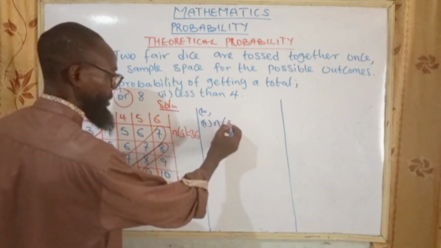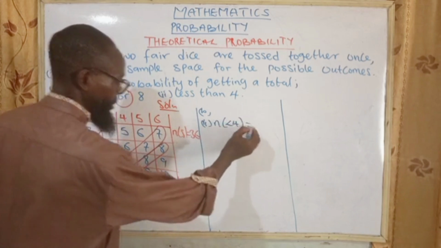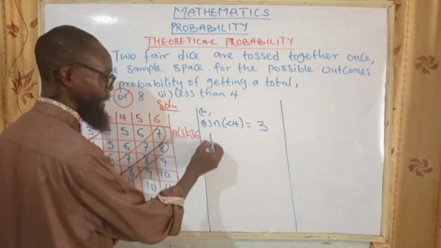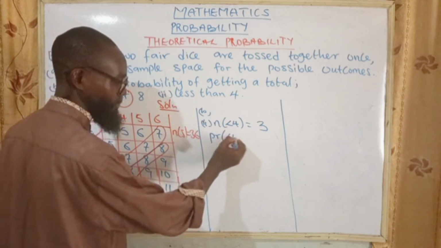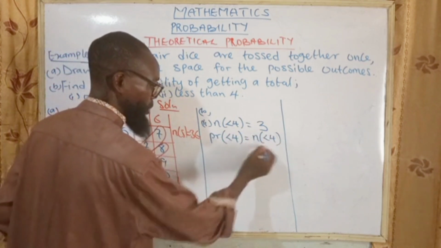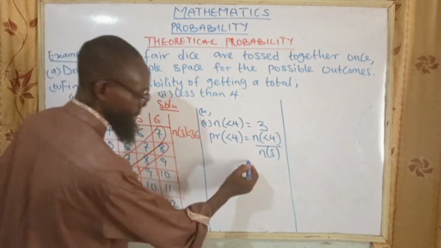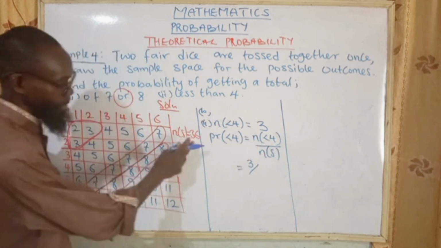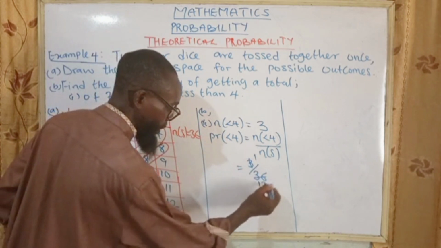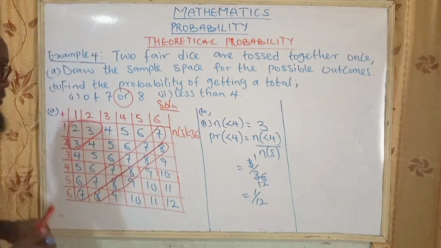Number less than 4. Let's use that symbol, less than 4. We have 1, 2, 3. We have 3. Then the probability of a number less than 4 will be the number of less than 4 over the number of sample space. The number less than 4 is 3, over the number of sample space, which is 36. 3 here, 1, 3 here, we have 12. So we have 1 over 12. So this is how to go about this.